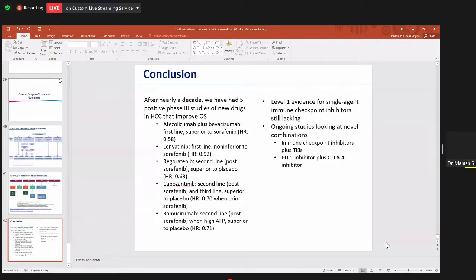As far as the current status is concerned, the agents which are approved are regorafenib, cabozantinib, ramucirumab, and of course, if immunotherapy has not been used upfront, that can be used in the second line. And nivolumab seems to be the favored drug by most clinicians, as per the data that goes.